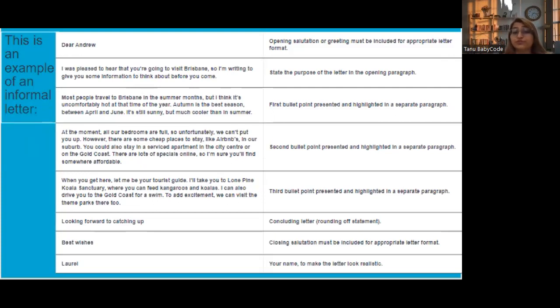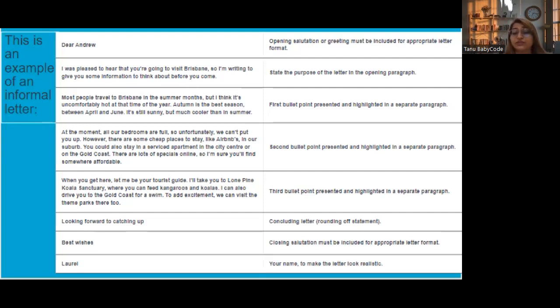Most people travel to Brisbane in summer months, but I think it's uncomfortably hot at that time of the year. Autumn is the best season, between April and June. It's still sunny, much cooler than in the summer. The second bullet point you have to describe in the second paragraph.